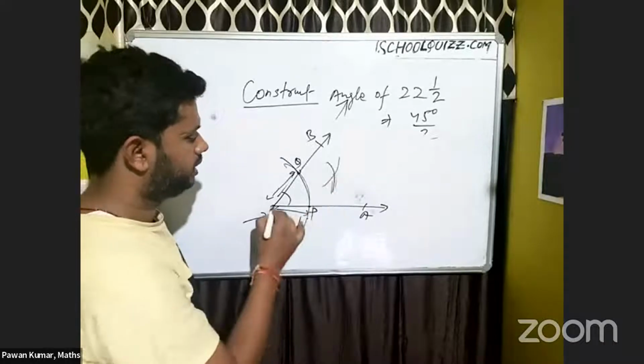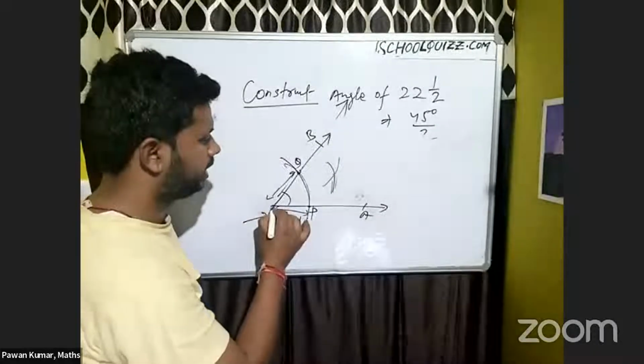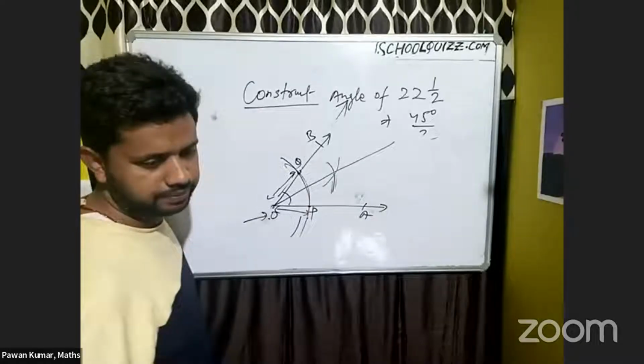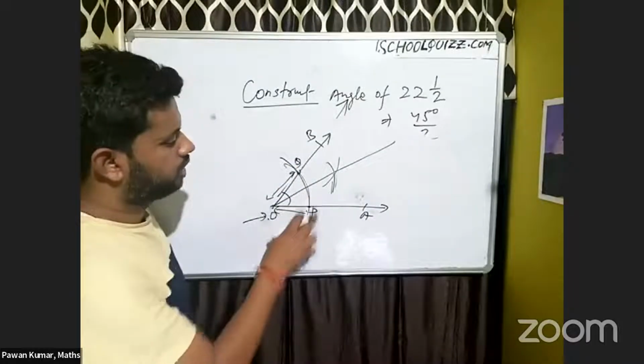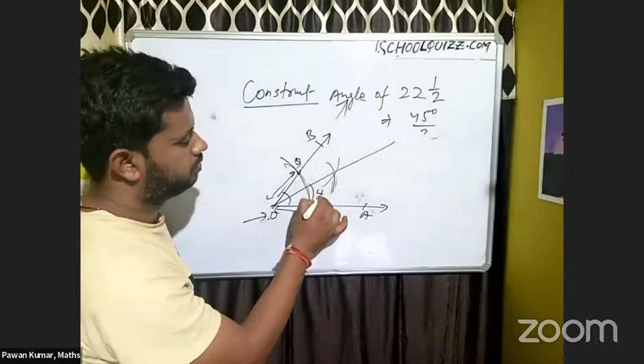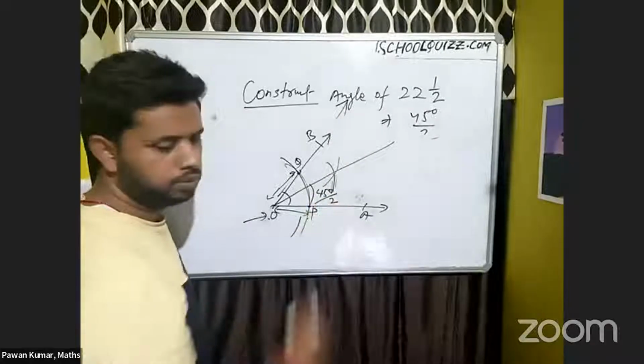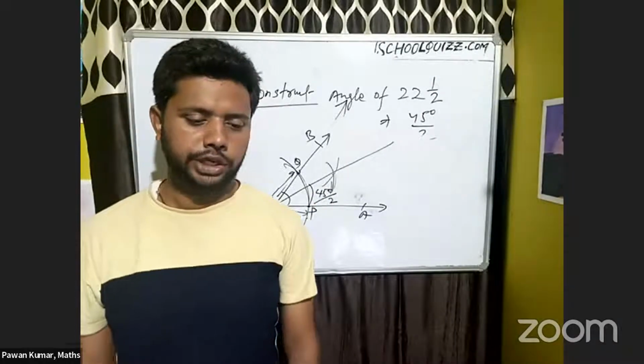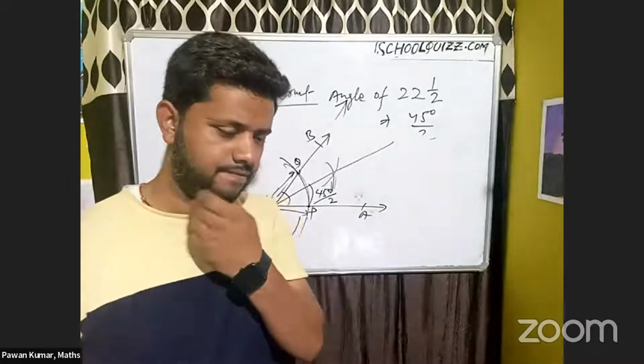Yes, sir. फिर ये जो जहां दोनों एक दूसरे से इंटरसेक्ट करेगा, उस पॉइंट को O से जोड़ देना है। ठीक है, so this total is 45, so this will be how much, 45 by 2, yes, 22 and a half. Okay, understand? Yes, sir.